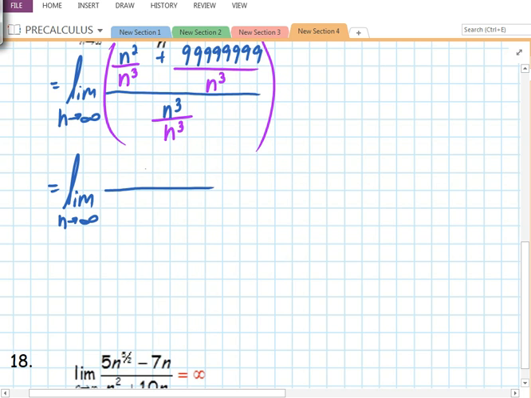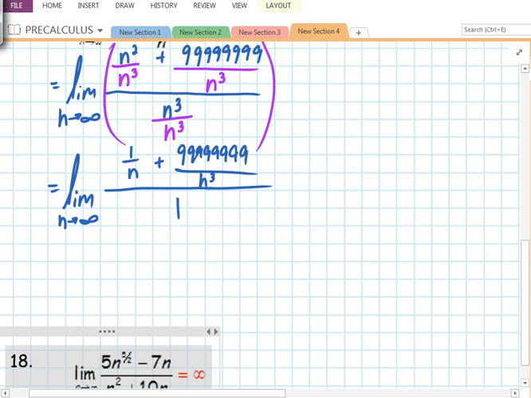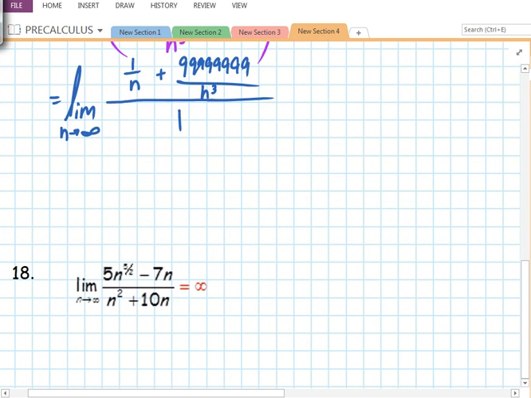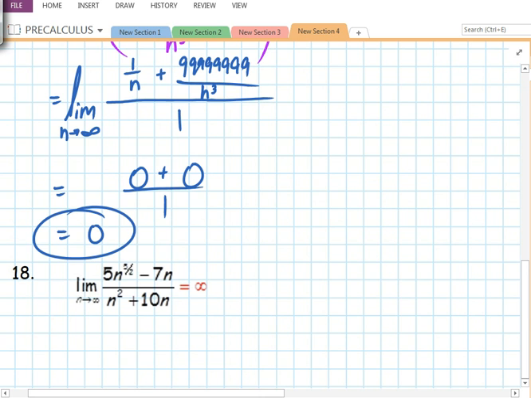I can look at the numerator, and this turns out to be 1 over n plus this number 9999999 over n cubed, all over 1. So now I can evaluate the actual limit itself. 1 over infinity, that first term in the numerator, tends to 0, plus that large number divided by infinity cubed still tends to 0, divided by 1. Therefore, our limit is still 0.